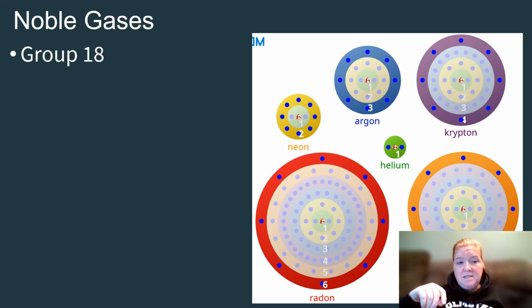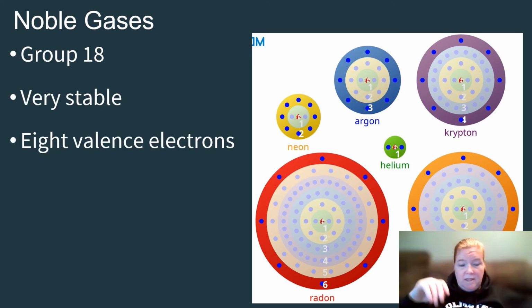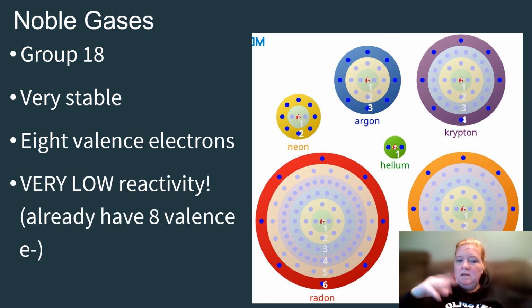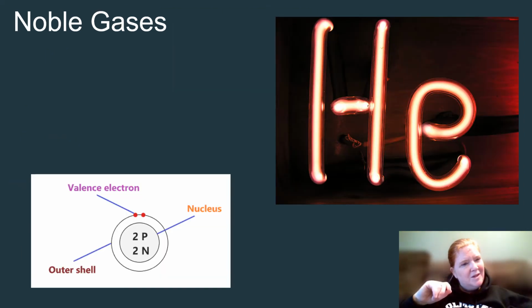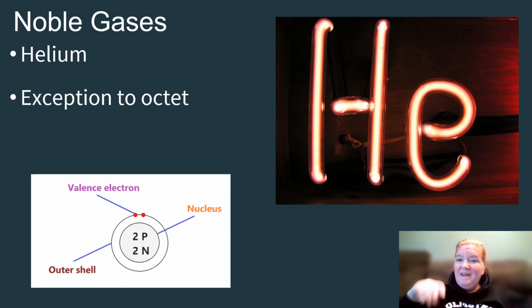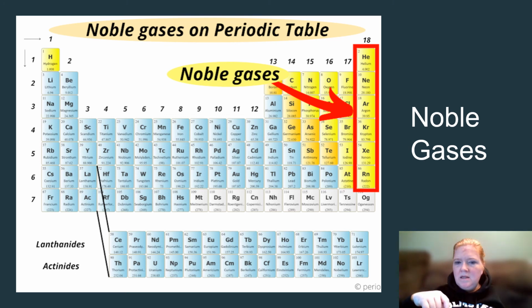Now, noble gases. That's group 18, very stable. They already have 8 valence electrons. They have very low reactivity. Why? Because they already have those valence electrons. But you're not going to forget about helium, right? So helium is still stable, but it's an exception to the octet. Instead of having 8 valence electrons, it has 2 total. Now, the noble gases on the periodic table, you can see right here, group 18.